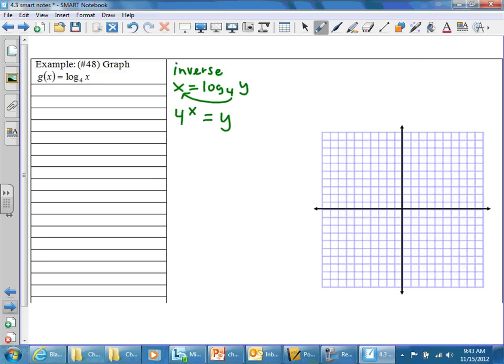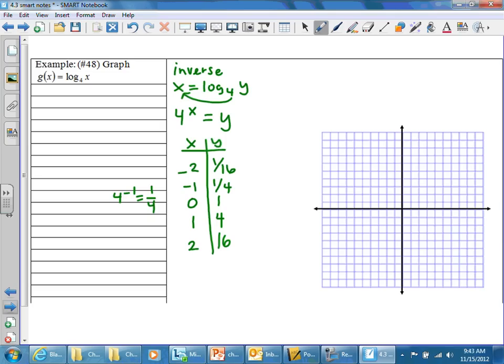Once I have the inverse, I'm going to make a table. So I'll get some values. At 0, I'm at 1. At 1, 4 to the first is 4. At 2, 16. So let's go the other way. At negative 1, 4 to the negative 1 would be 1 over 4. To the negative 2 would be 1 over 16.